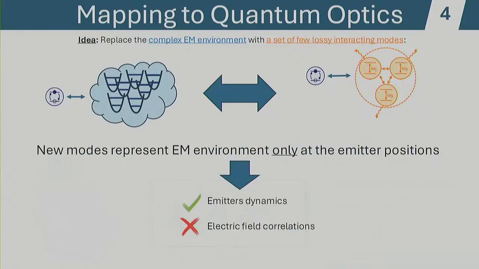However, these new modes contain information about the real electromagnetic field only at the position of the emitter. We know that they have the same action on the emitter, but overall their properties are not the same as those of the real electromagnetic field, and we don't have information about the electromagnetic field in any other position. Let me show how we are going to overcome this issue.